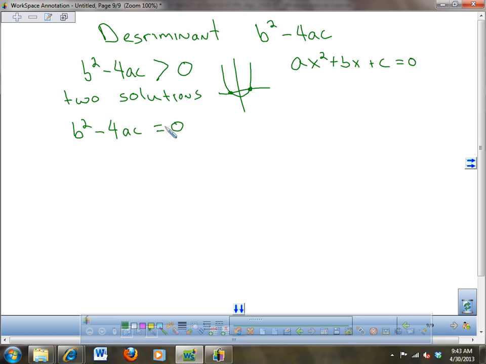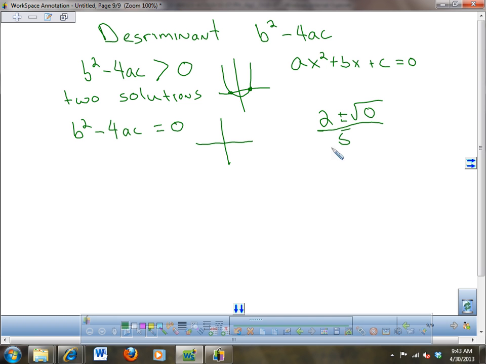Okay? If b squared minus 4ac equals 0, guess how many solutions you're going to have? Think about it. You're solving this quadratic and you get 2 plus or minus the square root of 0, over 5. Say this is your answer. How many answers do I have when I solve that for x? What's 2 plus 0, divided by 5? What's 2 divided by 5? Keep it as a fraction, 2 over 5. What's 2 minus 0?